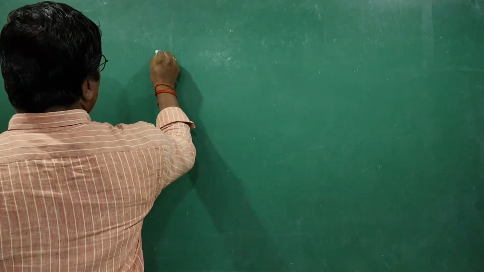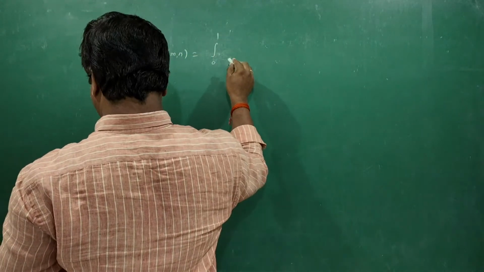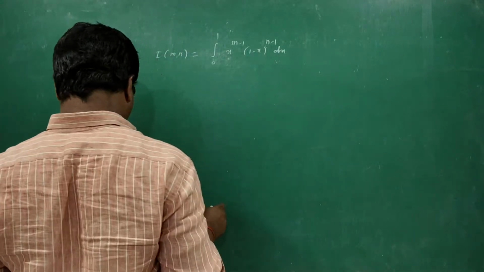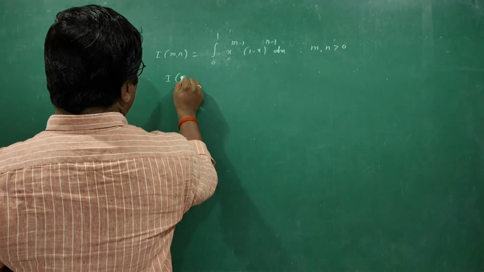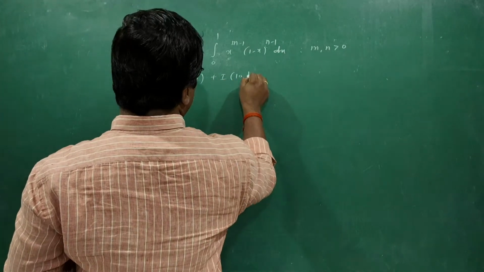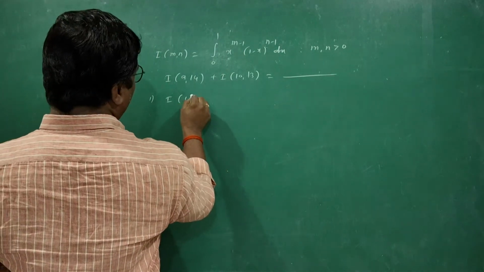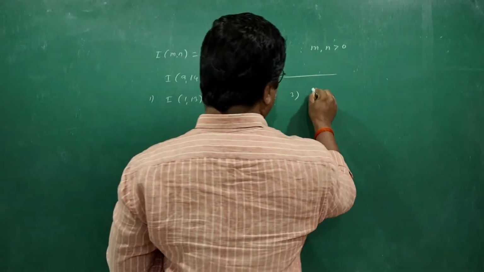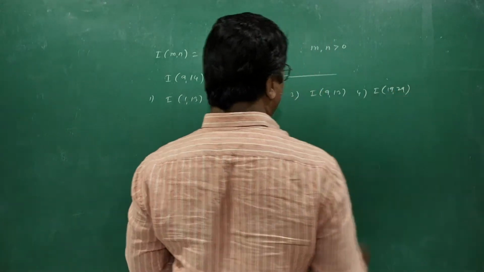Next question from definite integrals topic. I of m comma n is given as integration from 0 to 1 x to the power of m minus 1, 1 minus x power n minus 1 dx, where m comma n more than 0 is given. If I of 9 comma 14 plus I of 10 comma 13 equal to, options are given: I of 1 comma 13, second option I of 9 comma 1, third option I of 9 comma 13, fourth option I of 19 comma 29.